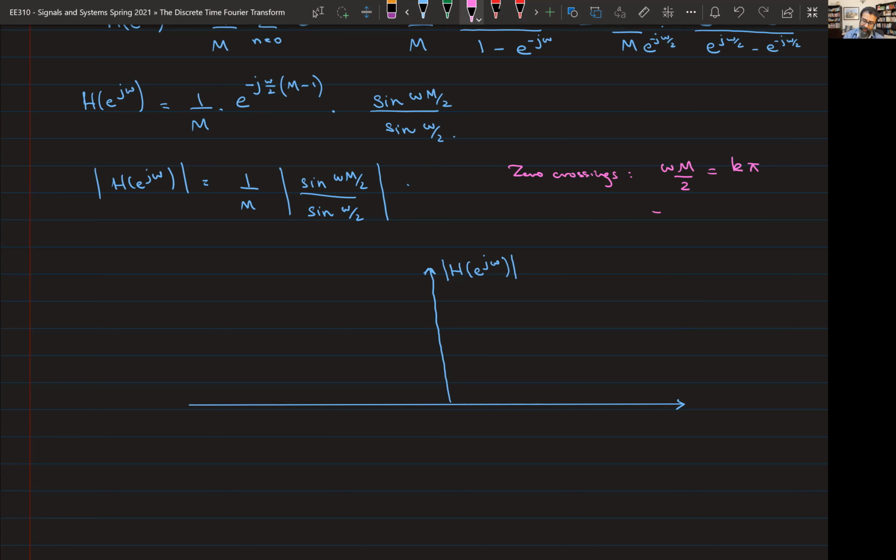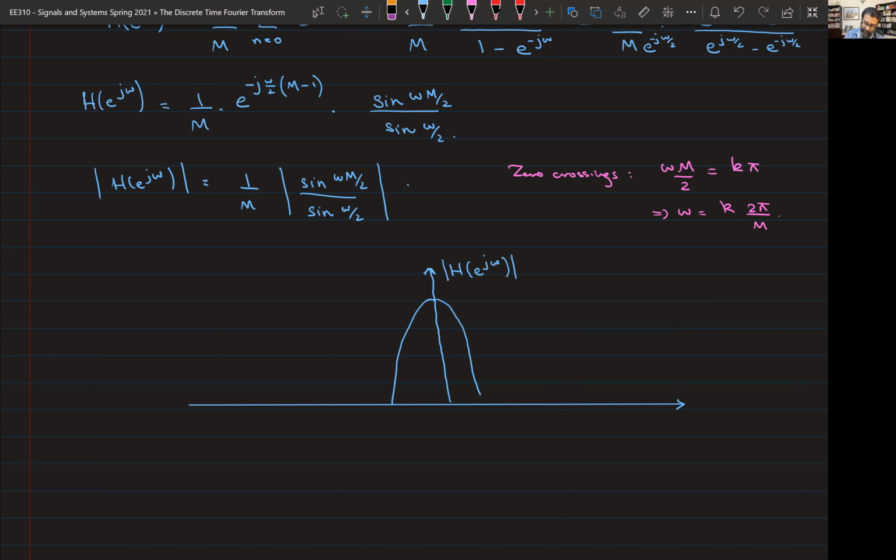And from here, I conclude that the zero crossings are going to be for all values of omega which are equal to an integer multiple of 2 pi divided by m. Right? Now, here's what the sketch is going to look like. And let me just plot the sketch for m equals 5. That's a 5-day average.